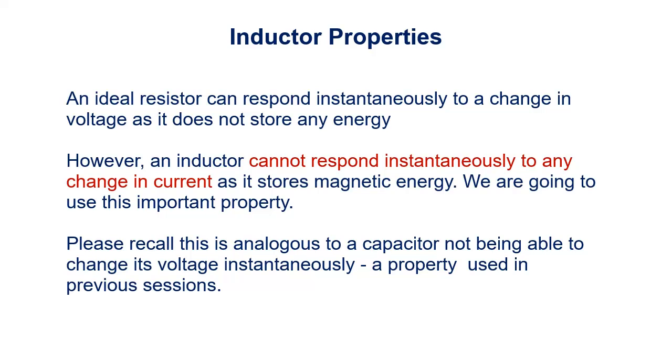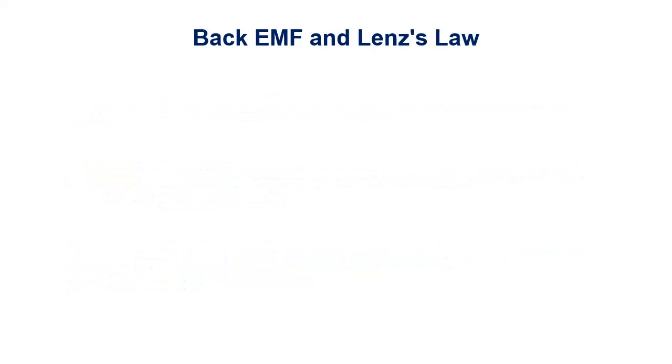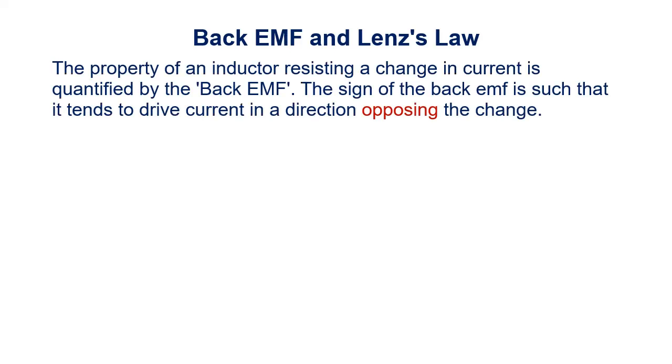An ideal resistor can respond instantaneously to a change in voltage as it does not store any energy. However, an inductor cannot respond instantaneously to any change in current. We are going to use this important property. Please recall this is analogous to a capacitor not being able to change its voltage instantaneously, a property used in previous sessions.